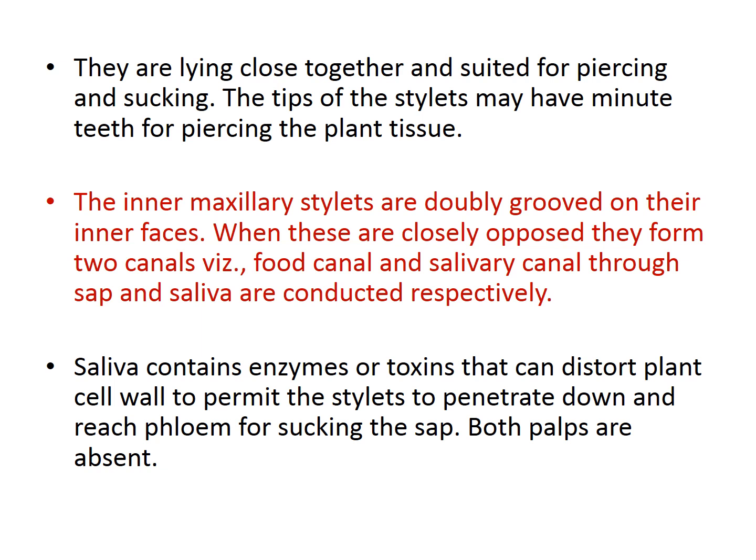They are lying close together and situated for piercing and sucking. The tips of the stylets may have minute teeth for piercing the plant tissue. The inner maxillary stylets are doubly grooved on their inner faces. When they are closely opposed, they form two canals, the food canal and the salivary canal, through which sap and saliva are conducted simultaneously. Saliva contains enzymes or toxins that can digest the plant cell wall to permit stylets to penetrate down and reach phloem for sucking the sap. Both palps are absent.